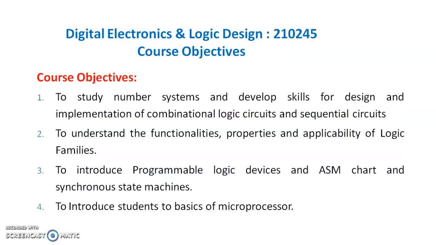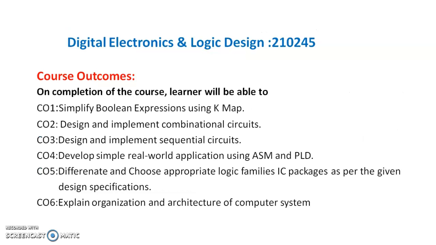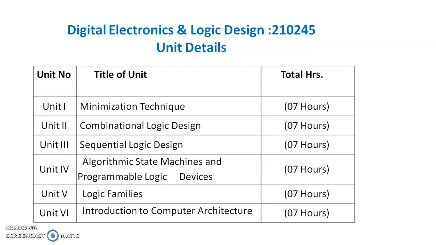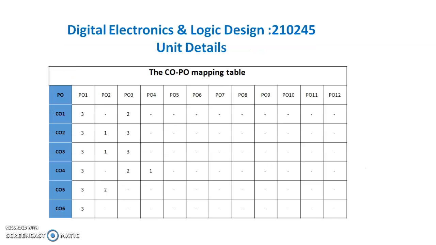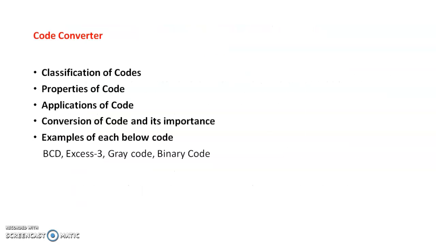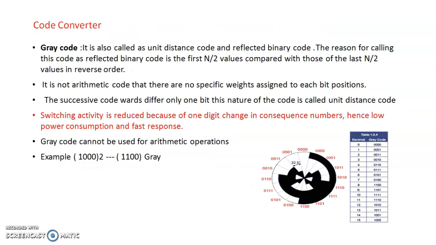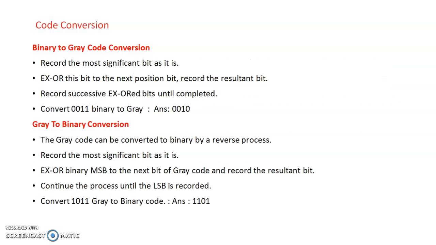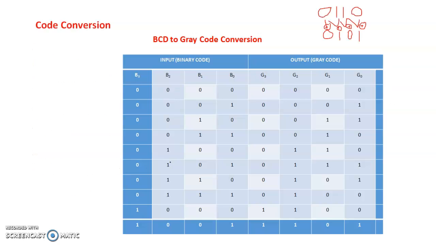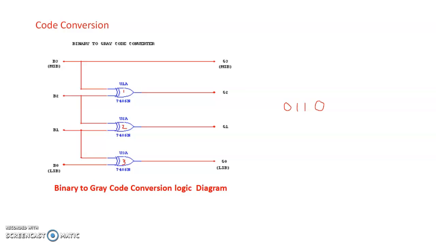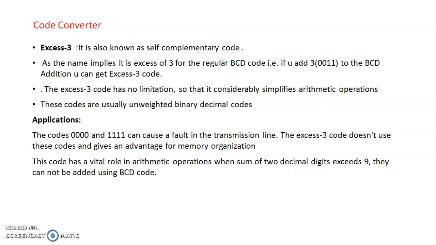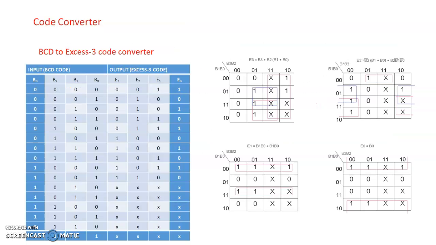We are going to study the combinational circuit. These are the course objective, these are course outcome. In combinational circuit, we are going to study the design and implementation of combinational circuit. Already we discussed about code converter, in which we saw how we can convert the binary to gray code converter or gray to binary code converter. Now we are going to discuss how to convert the BCD to XS3 or XS3 to BCD.